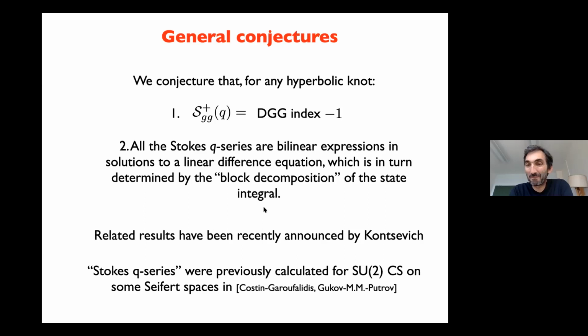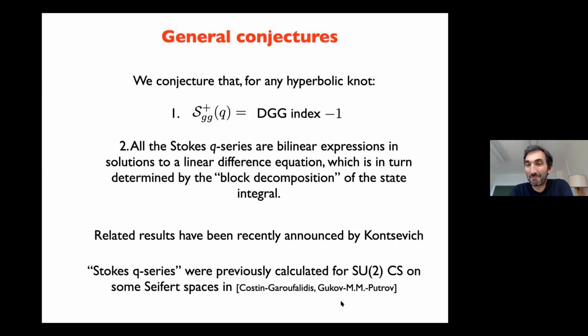Now, there is a simpler case of this Stokes Q series, which is related to compact Chern-Simons theory, to SU(2) Chern-Simons theory. In some Seifert spaces, it's very easy to calculate these Chern-Simons invariants. In this case, you can see essentially from first principles that you can compute these Stokes Q series, and in those cases they are related to mock modular forms. This was first pointed out by Costin and Garoufalidis, and then by myself, Sergei Gukov, and Pavel Putrov in our paper on resurgence in Chern-Simons theory. But this is, in a sense, a simpler type of example.